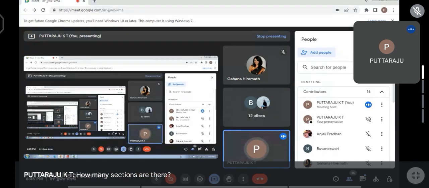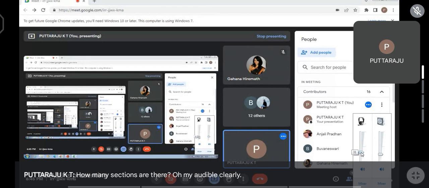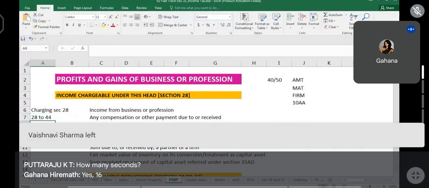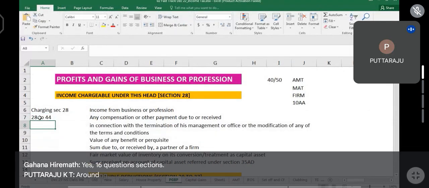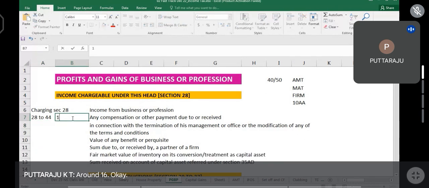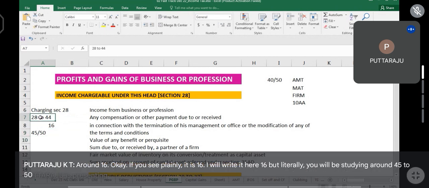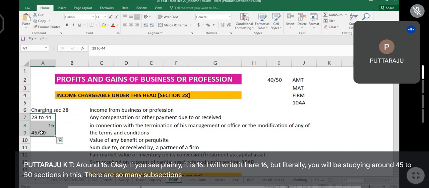Am I audible clearly? Now is it okay? How many? Yes, 16 questions. Around 16. If you see plainly, it is 16. I will write it here, 16. But literally you will be studying around 45 to 50 sections in this. There are so many subsections and clauses.